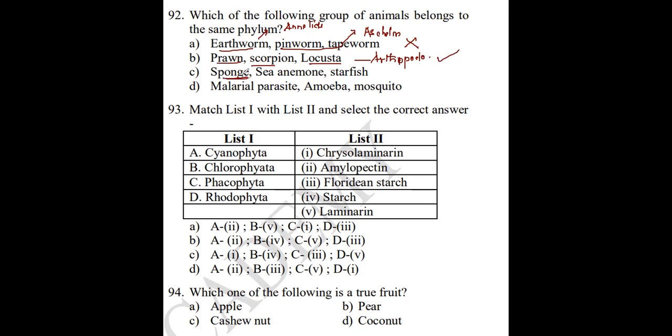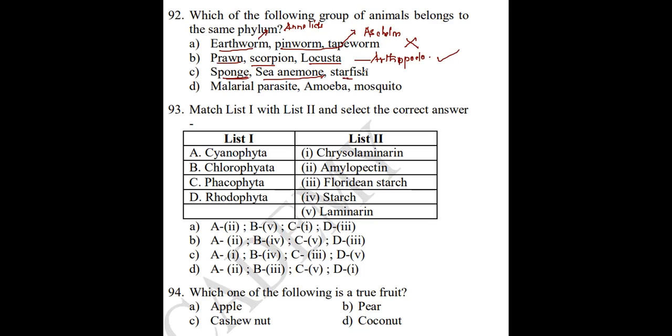Sponges belong to the phylum Porifera. The animals which belong to Porifera are always pore-bearing animals. Sea anemone belongs to the phylum called Cnidaria or Coelenterata. Cnidaria usually have stinging cells, which are cnidoblasts, so we call them Cnidaria. Otherwise they are called coelenterates. Now the name is Cnidaria; previously it was called coelenterates because of the gastrovascular system, right?